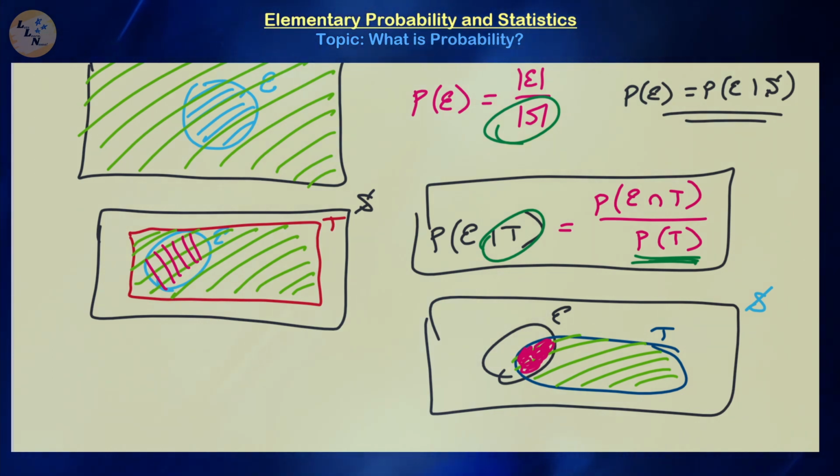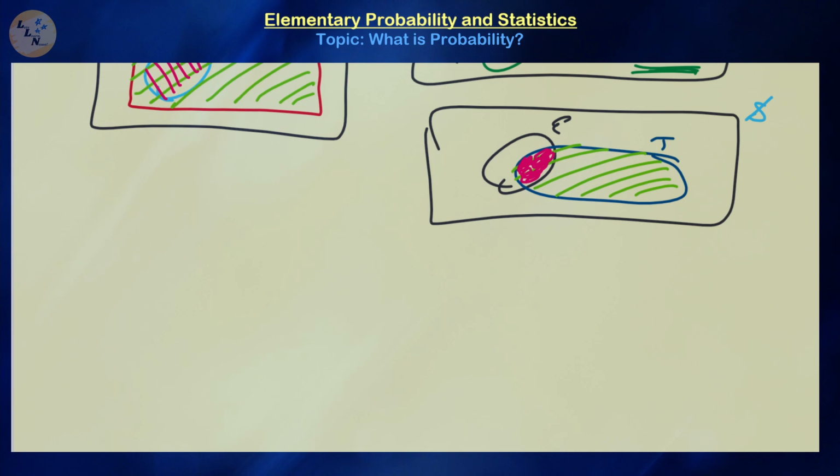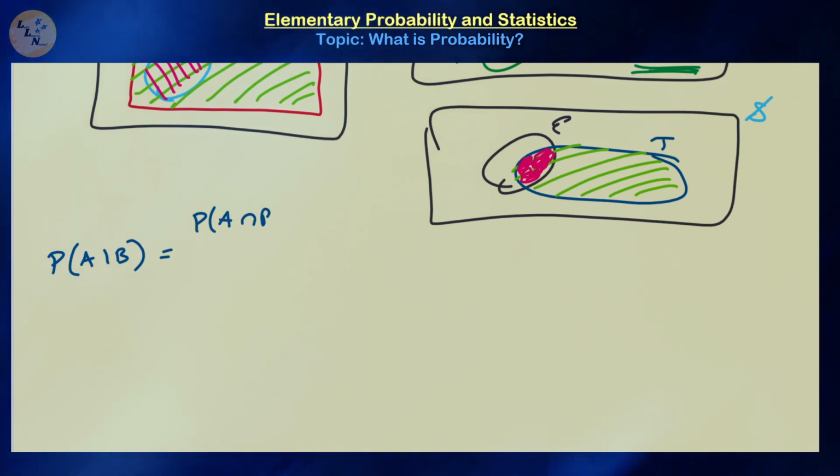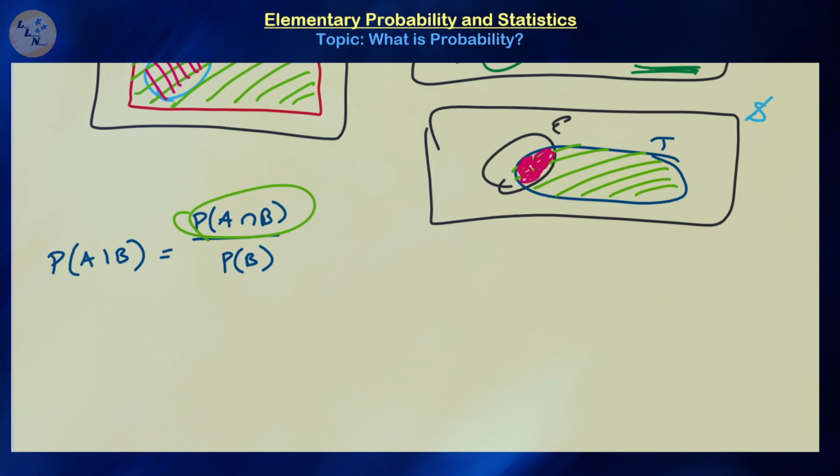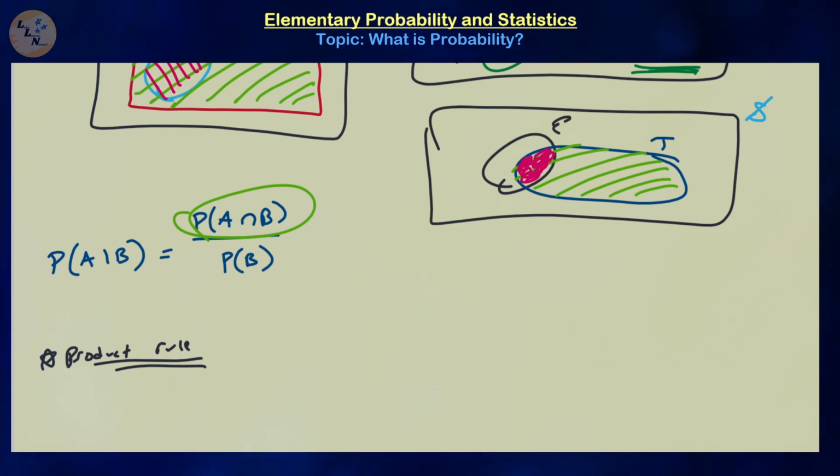So with this new rule, some people just take this as the definition of a conditional probability. The probability of A given B is going to be the probability of A and B occurring all over the probability of B. We can actually solve this equation for the probability of A and B, and that gives us what we call the product rule for probabilities.